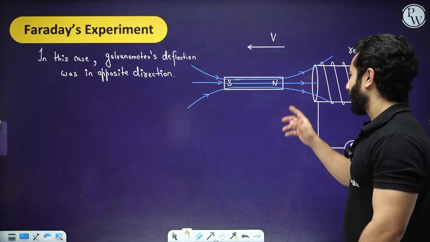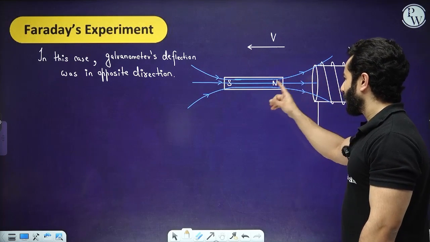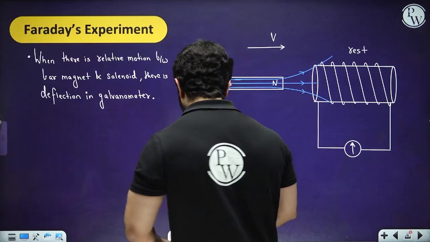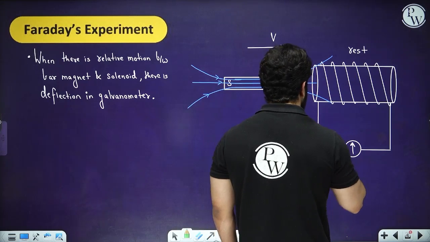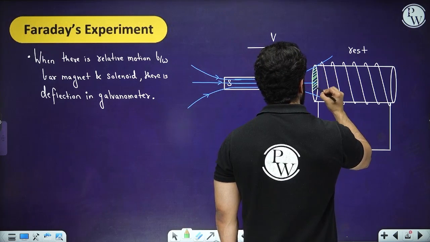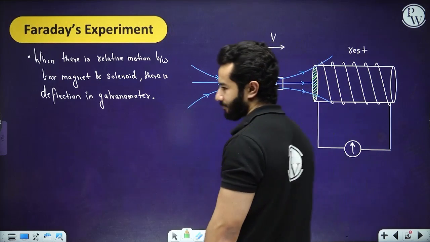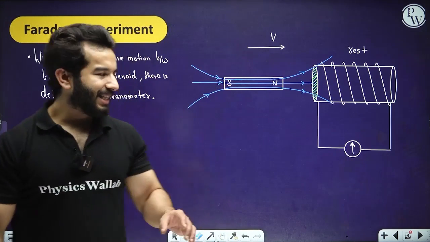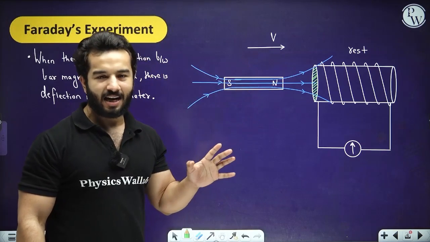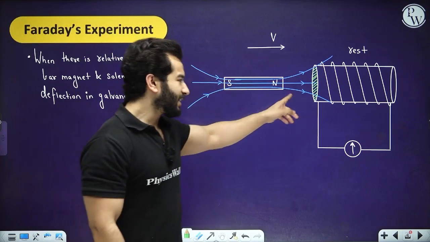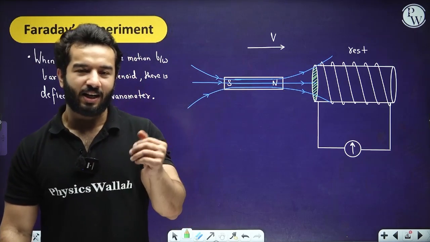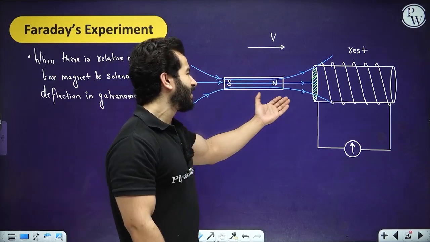See, when there is relative motion between the bar magnet and the galvanometer, what can we actually say? We can say that initially there was some flux linking with this solenoid, this area. There was some flux linkage, right? And when there is relative motion between the bar magnet and the solenoid, this flux linkage will change. Are you getting it?